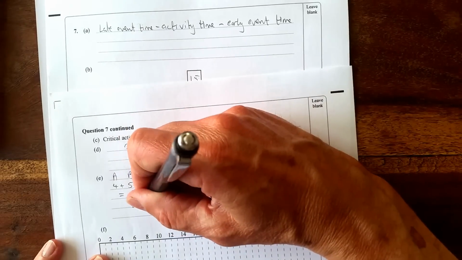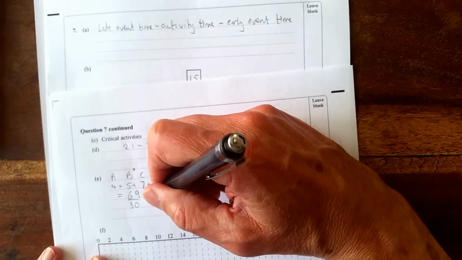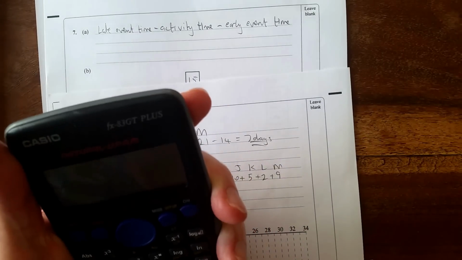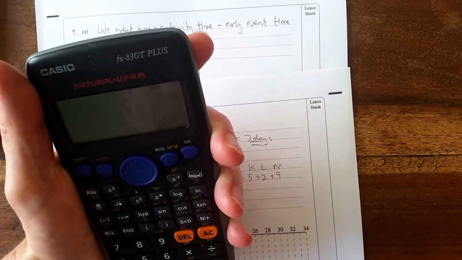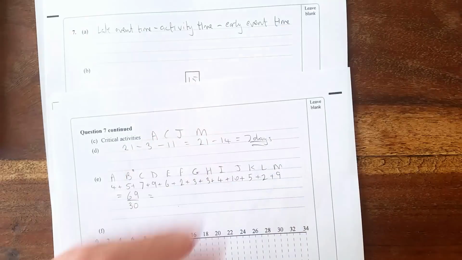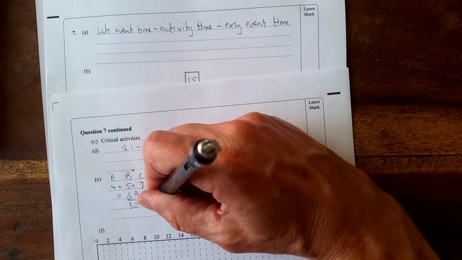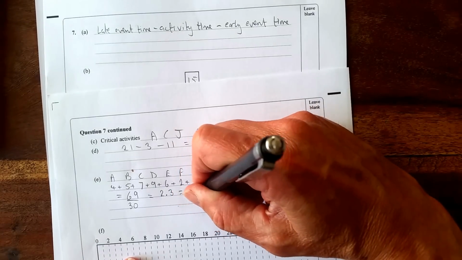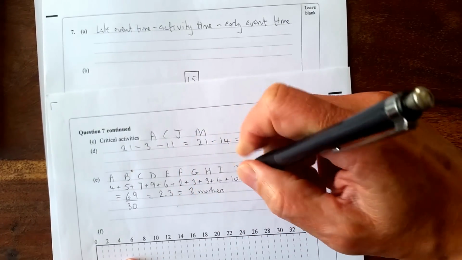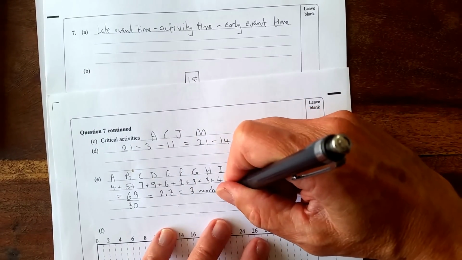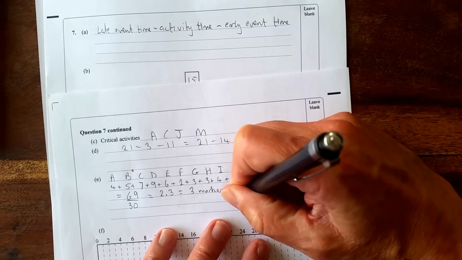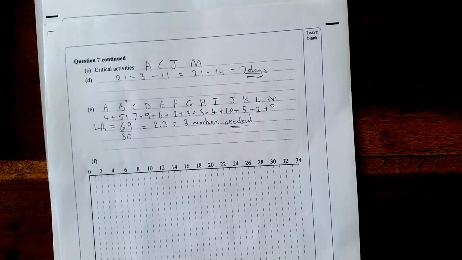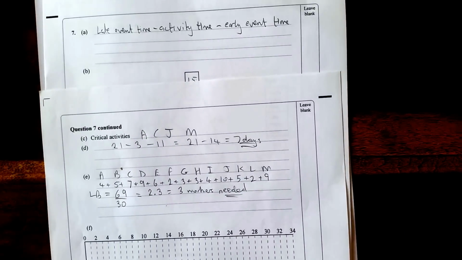So we've got 69 divided by 30, which is 2.3. So that means 3 workers needed. That's the lower bound. LB equals that. Okay, and that's it for parts C, D and E.